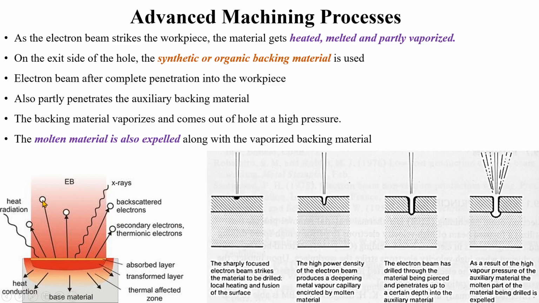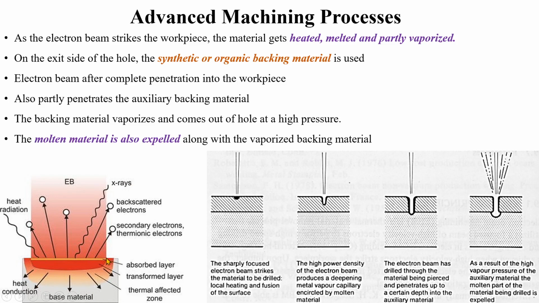And some of the electrons will also get reflected. So we have some of the electrons which also get reflected away from the workpiece surface. And when this beam hits the workpiece material, there will be certain heat conduction, heat radiation, and some X-ray generation, and we will have a heat affected zone.